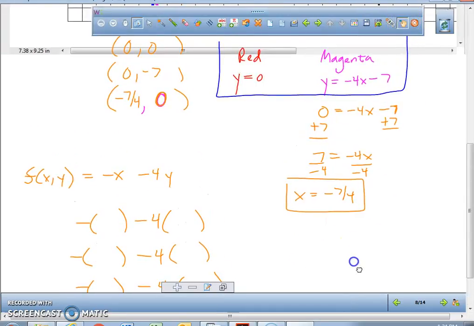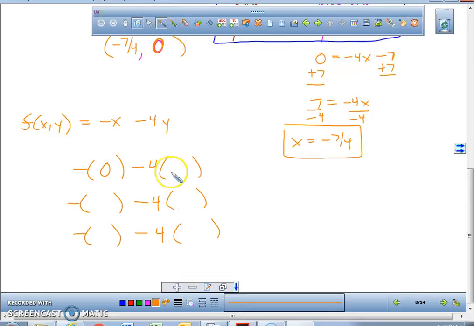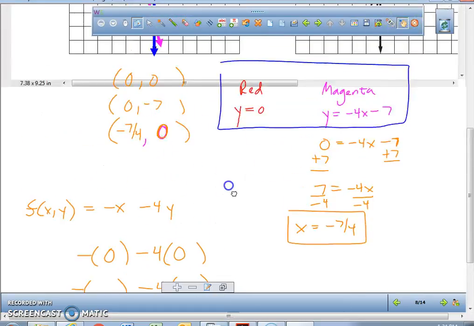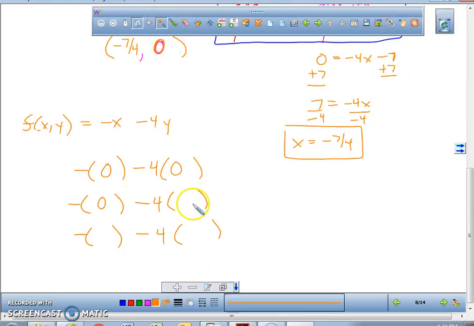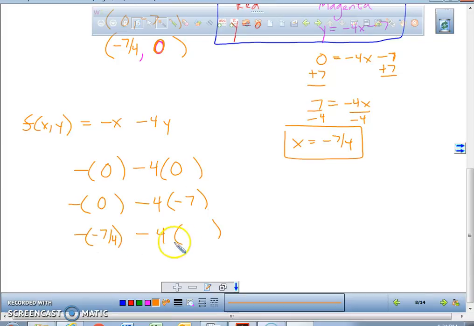What are my ordered pairs? 0, 0. We've got a 0, negative 7. And we have a negative 7 fourths, 0. All right? So we're going to plug those in, press enter, and we're going to get this answer, this answer, and this answer. And then we'll determine whether something is a maximum or a minimum.